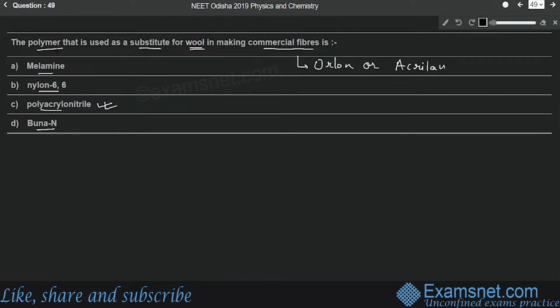And what is the structure of polyacrylonitrile? It looks something like this: CH2-CH polymer of this, and then C triple bond nitrogen. So this is polyacrylonitrile.